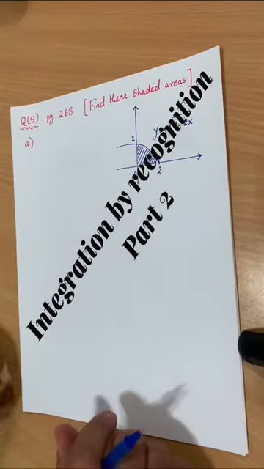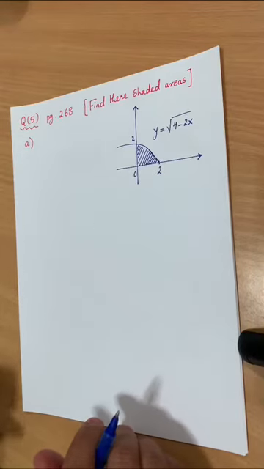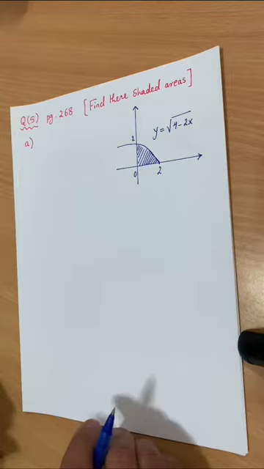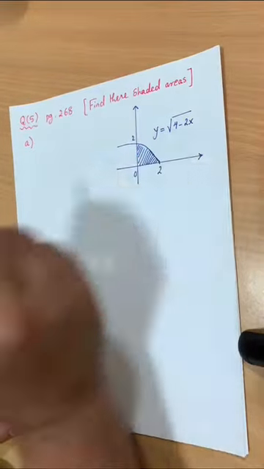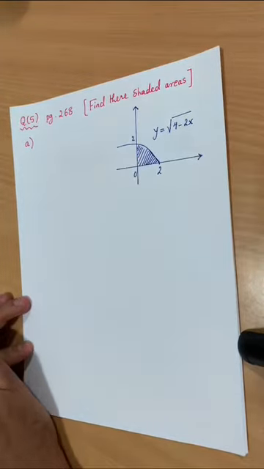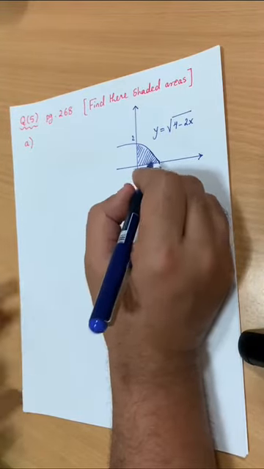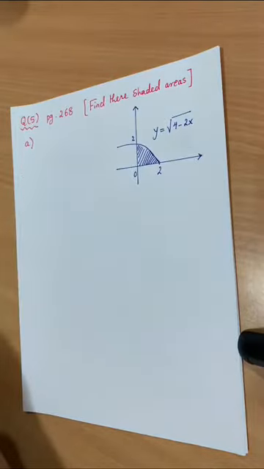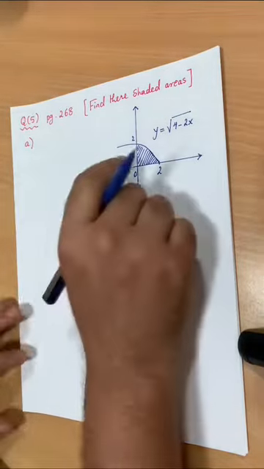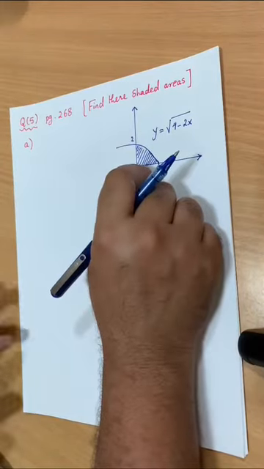Here we go again. Question number 5 on page 268. Find this shaded area. Here's the equation of the curve, y equals square root of 4 minus 2x, and the limits, as you see, with respect to the x-axis, because we do only integration with respect to x, as we do in differentiation as well, 0 to 2, and even with respect to y, 0 to 2.